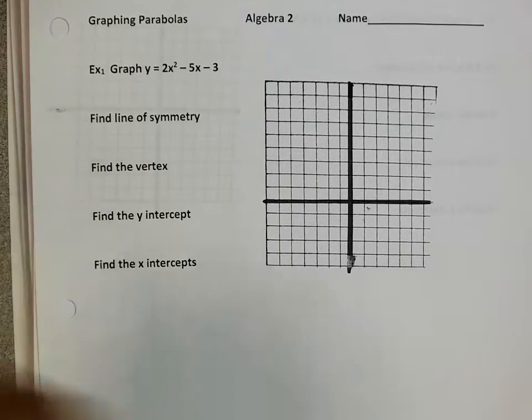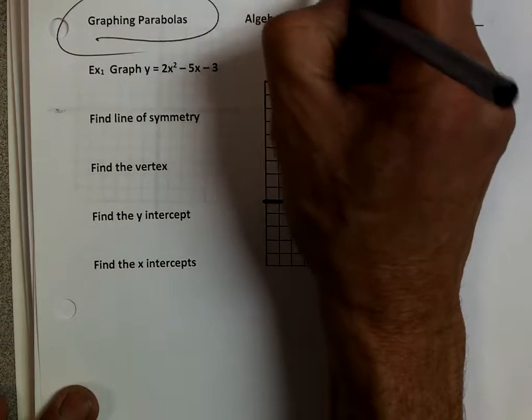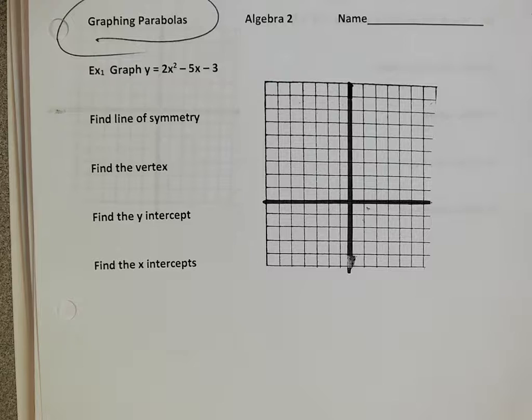Right. So what we're talking about today is graphing parabolas. Today's date is 11/1/17. Okay. Now what we know about parabolas is that they're the smiley faces or the frowny faces, depending on how they are.